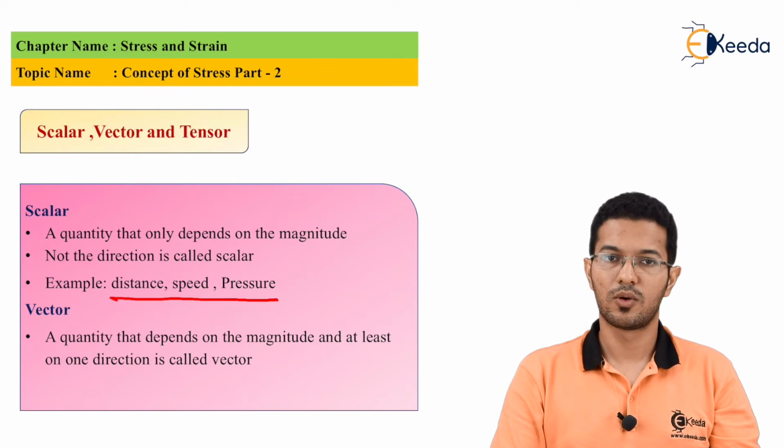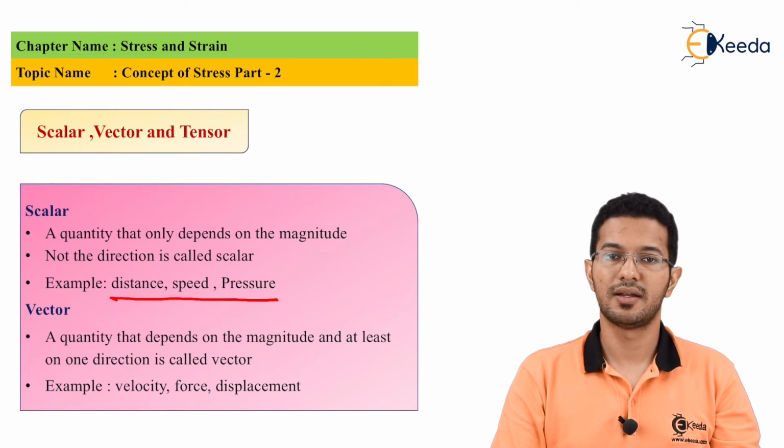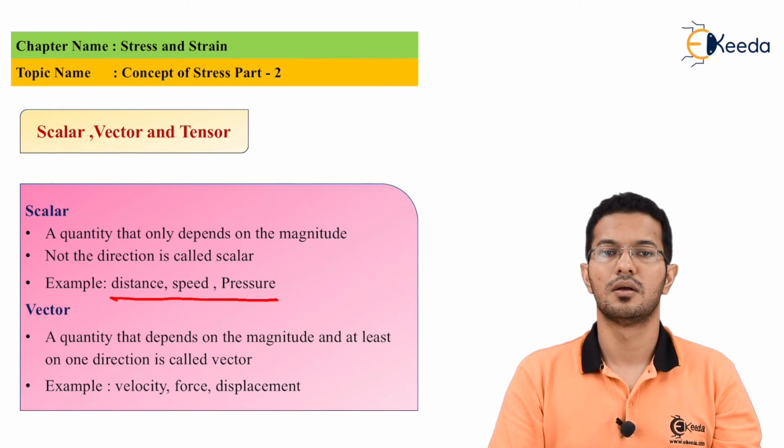Next, we talk about a vector quantity. A quantity that depends on the magnitude and at least one direction is called a vector. Example, velocity and force. Now, which type of quantity is stress?